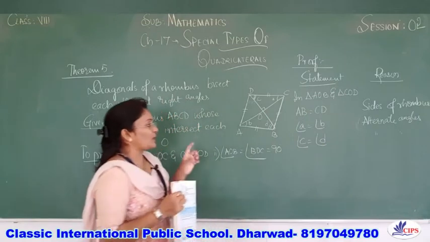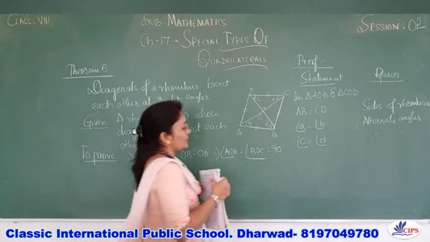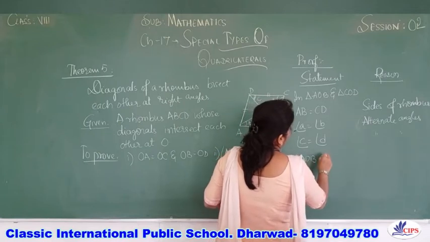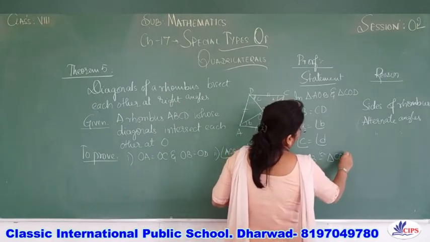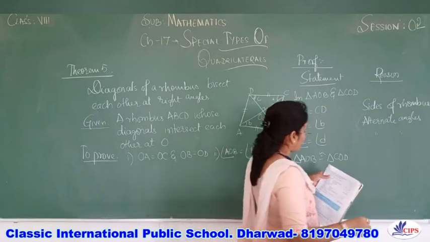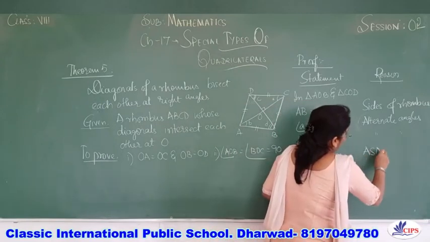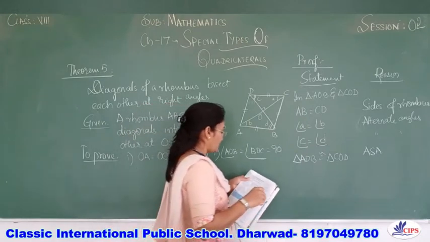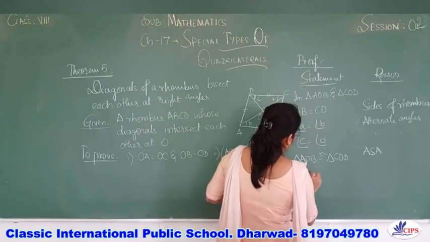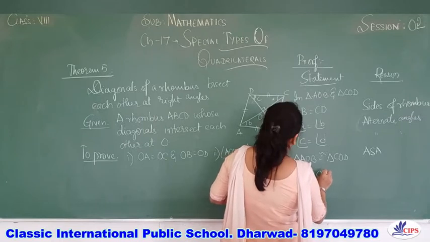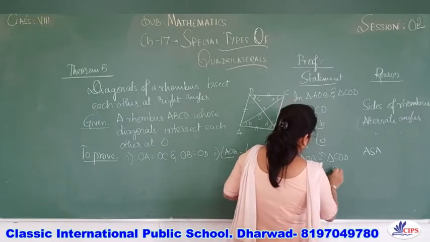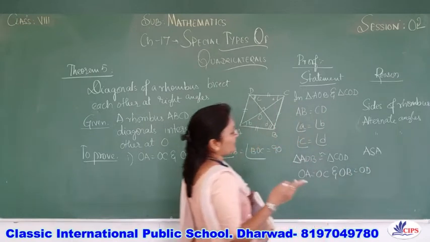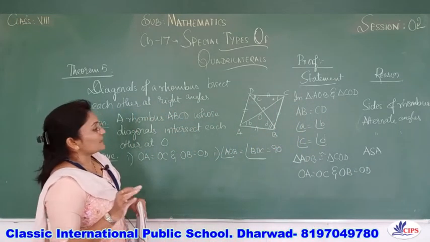So we have proved that one side and two angles are equal. So therefore triangle AOB is congruent to triangle COD. The reason is ASA, because two angles and one side we have proved, so it's ASA. So therefore OA is equal to OC and OB is equal to OD. So we have proved that diagonals bisect each other.